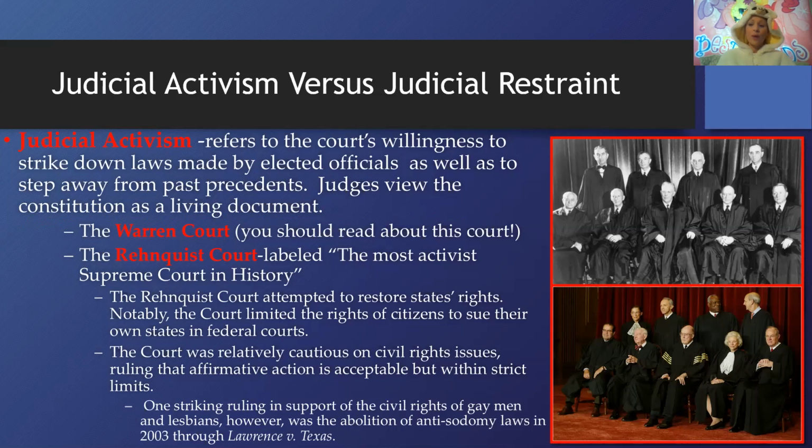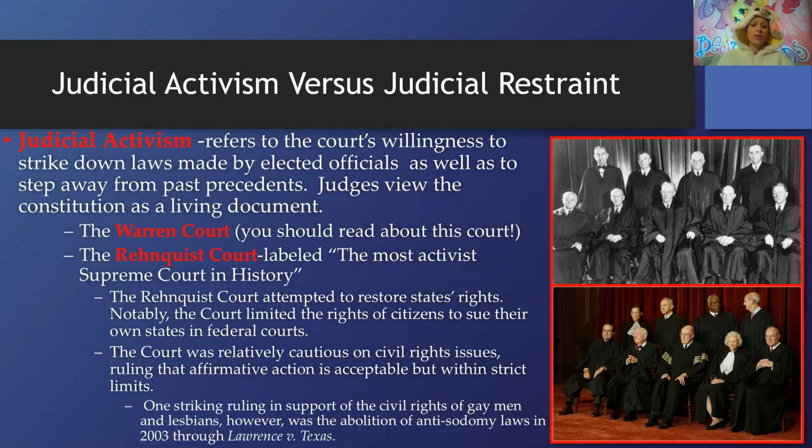We have what's called the Rehnquist Court. Down here at the bottom picture, the man that has the stripes on his arm, looks almost like sergeant stripes, is the Chief Justice. His name is William Rehnquist. He has since passed away, which is how John Roberts ended up becoming the new Chief Justice. But yeah, William Rehnquist and his court were labeled the most activist Supreme Court in history. So again, those two courts, I suggest you peek at them in your book.